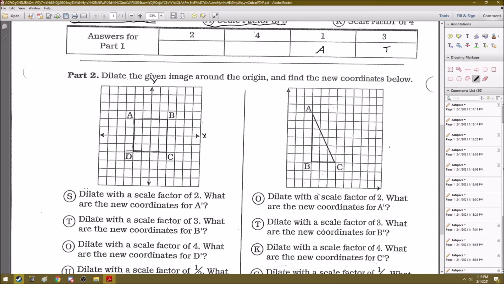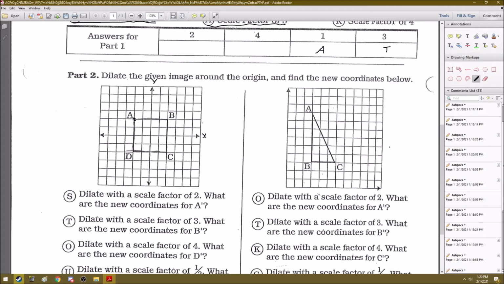So where does A end up? Well, we want to dilate with a scale factor of 2, and then wherever A ends up will be the coordinates of S. So you can either scale up the whole shape by 2, or you can just do the one vertex that matters for this problem, which is A. So to do a dilation, we want to multiply the coordinates by the scale factor.